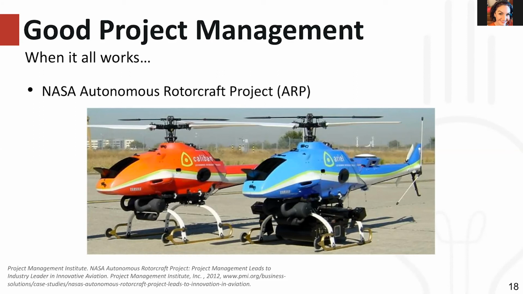So an organization that is really known for good project management is NASA. And a great example of a project that they had was the Autonomous Rotorcraft Project, or ARP. And the goal of this project was to develop an unmanned helicopter that could operate with the decision-making capabilities of piloted aircraft. So it's making a drone that can fly itself.